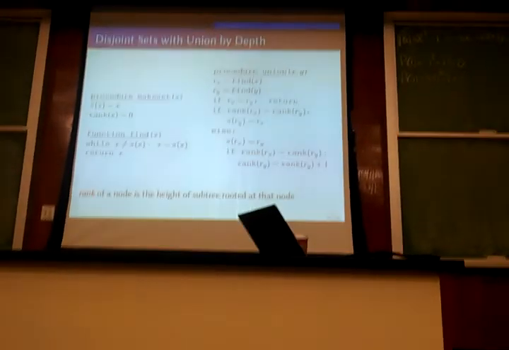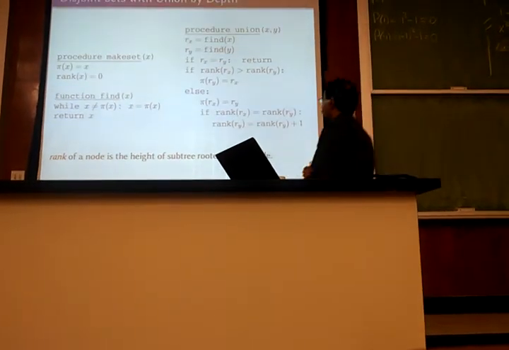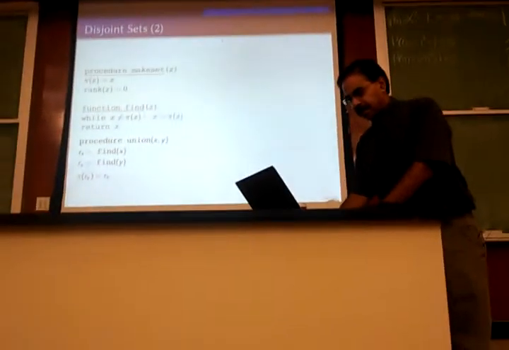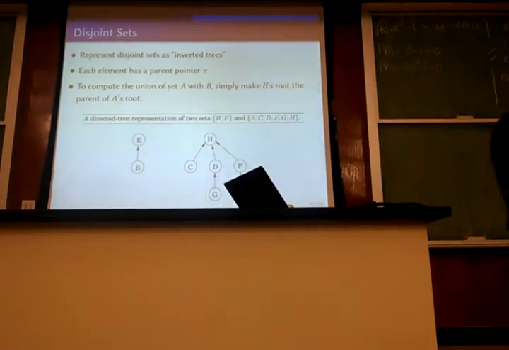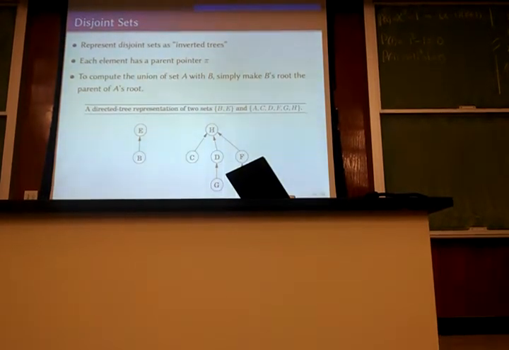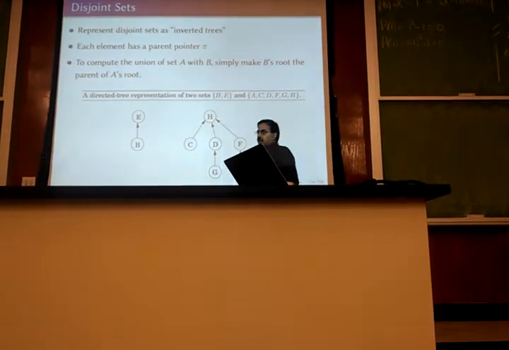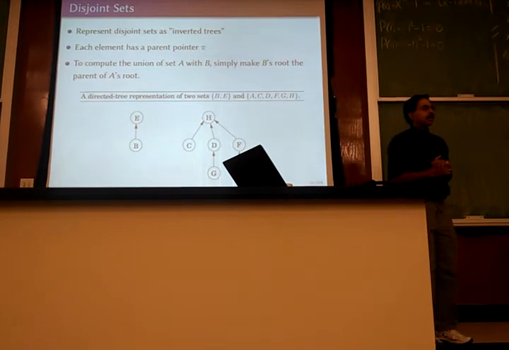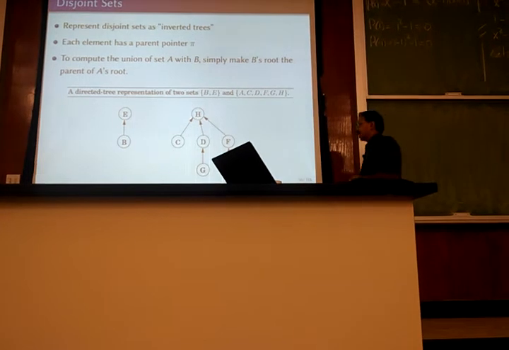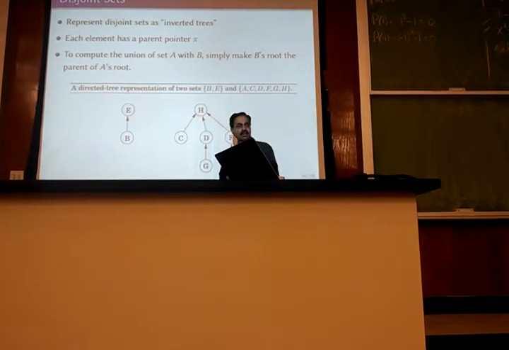We were talking about disjoint union find, and in particular we were representing sets using inverted trees. So the idea was that if you want to find the set that an element belongs to, you just follow this inverted tree up to the root, and that tells you what set you are in. The set's name itself is not relevant because we could have decided to call this D instead of H. It doesn't really matter.